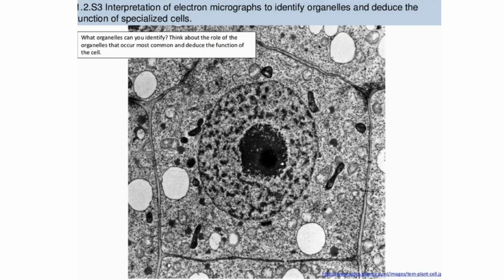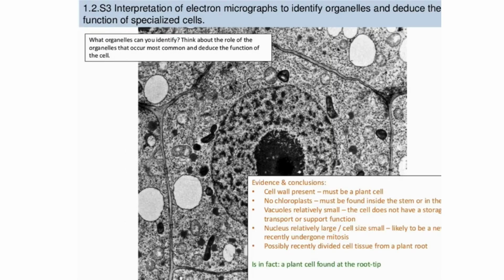What about this picture? What organelle can you identify here? We can see that a cell wall is present, no chloroplast, vacuoles are relatively small, and the nucleus is relatively large, and possibly recently divided cell tissue from a plant root, and it is in fact a plant cell found at the root tip.